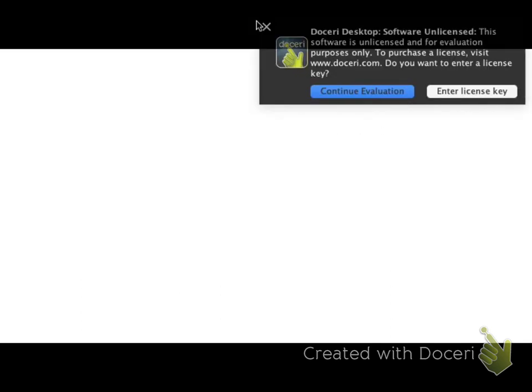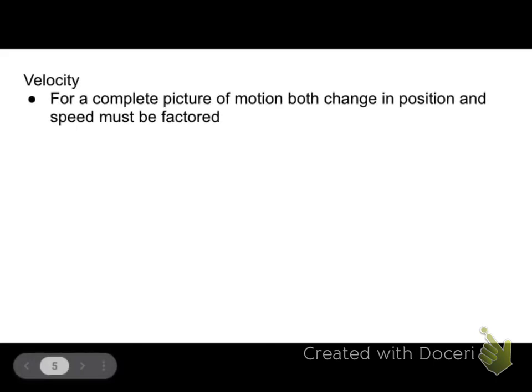Let's talk some velocity now. For a complete picture of an object's motion, you need more than just their displacement. You need to know more than just where they moved to. You also need to know how quickly they moved there. So the speed of your object needs to be factored in. And when we start factoring in both a direction and a speed, we get velocity.